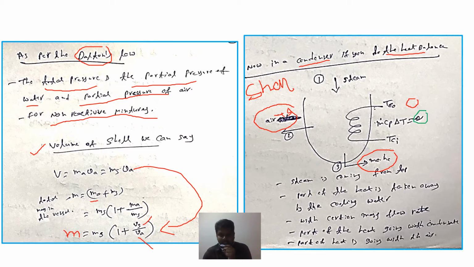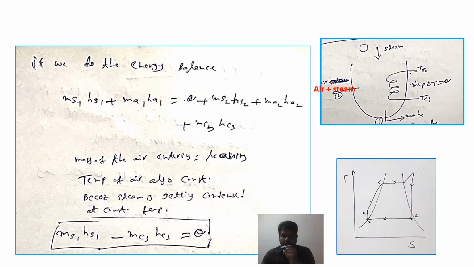Let us write the heat balance equation. As we discussed in the previous slide, in the condenser, heat is going away in 3 ways. One is through the water. The second one is through the air plus steam. The third one is through the condensate. So now, this is state 1, this one is state 2, and the condensate we take as state 3. From this we can write the heat balance equation.